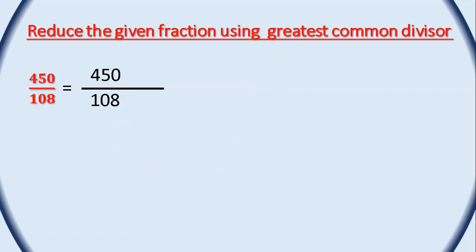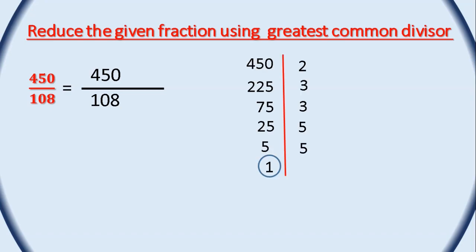Here, we should note that there is another way of reducing a fraction using the greatest common divisor. And it's worth mentioning that sometimes the question requires that you reduce a fraction using the greatest common divisor. So, how to do so? To reduce this fraction using the greatest common divisor, we need to find the greatest common divisor of 450 and 108.